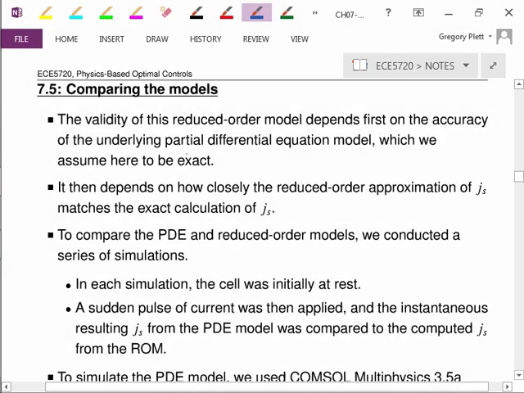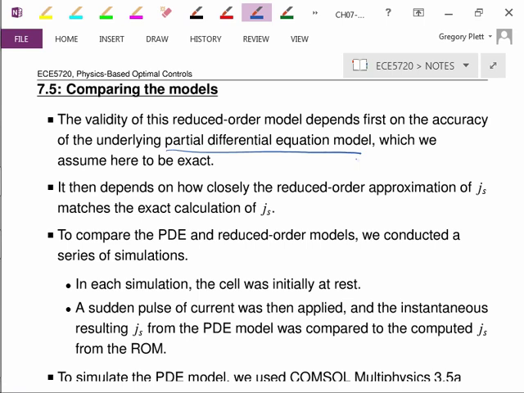So we now have a reduced order model of SEI growth. Is it any good? It's kind of an important question to ask before we decide how to use it in a control scenario. The validity of this model depends first on the underlying partial differential equation model that was proposed by Ramadas. So if the Ramadas model turns out to be a bad description of what's really happening in reality, then this reduced order model is going to also be a bad description, because all we're trying to do is approximate that PDE model as well as we can.